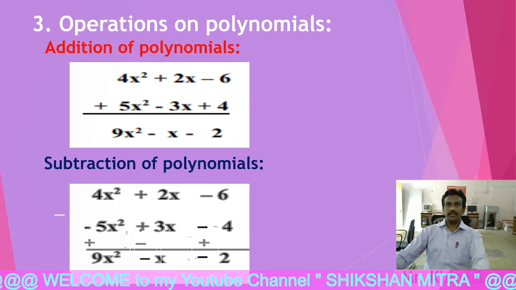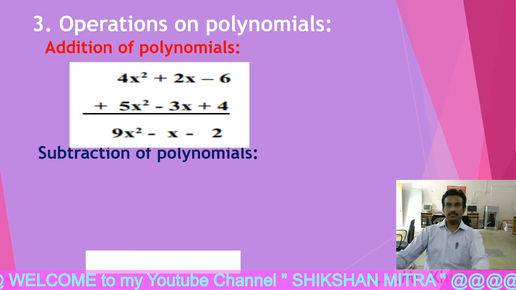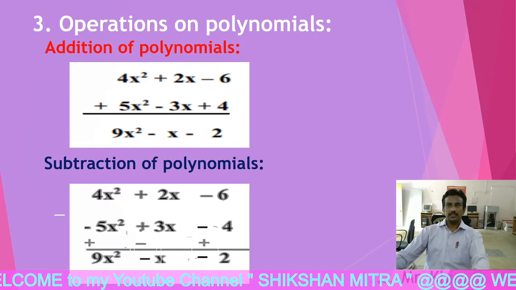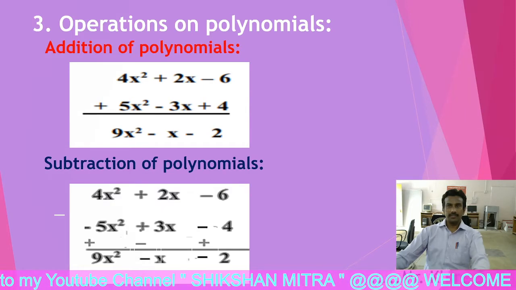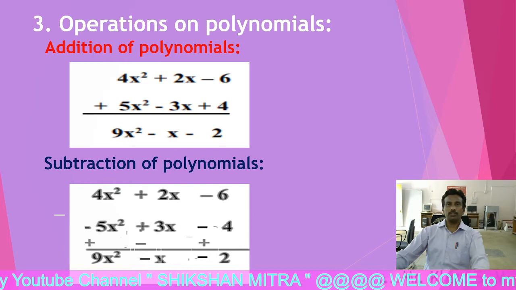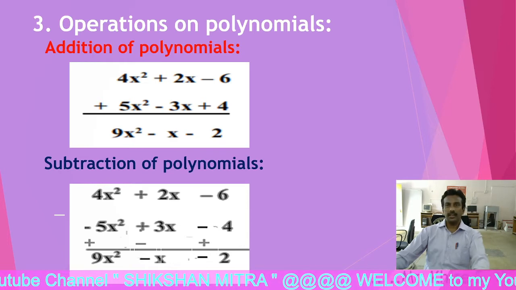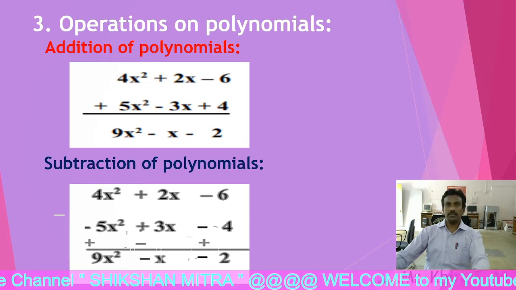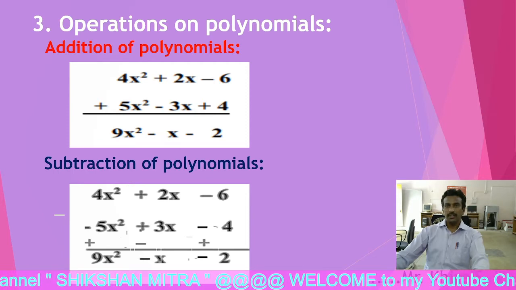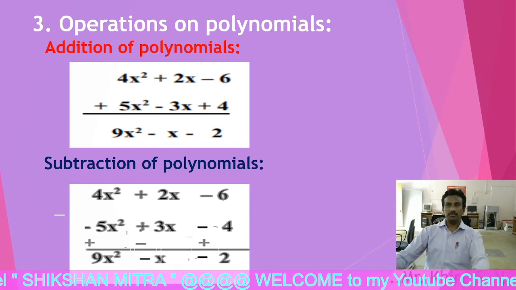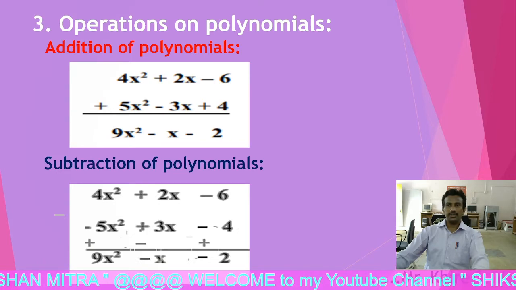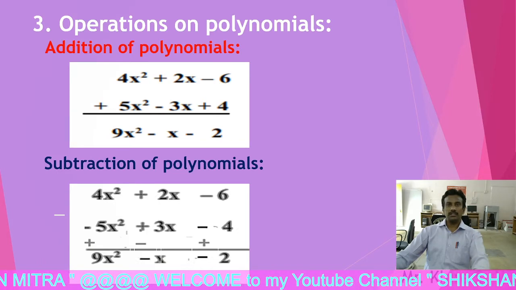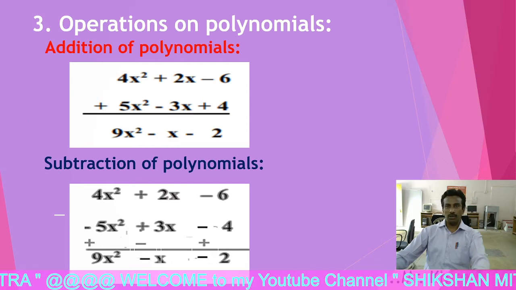For subtraction, at the time of subtraction, you have to remember one thing. If two polynomials are given, 4x square plus 2x minus 6, and the second is minus 5x square plus 3x minus 4, and we have to do subtraction of these two polynomials.